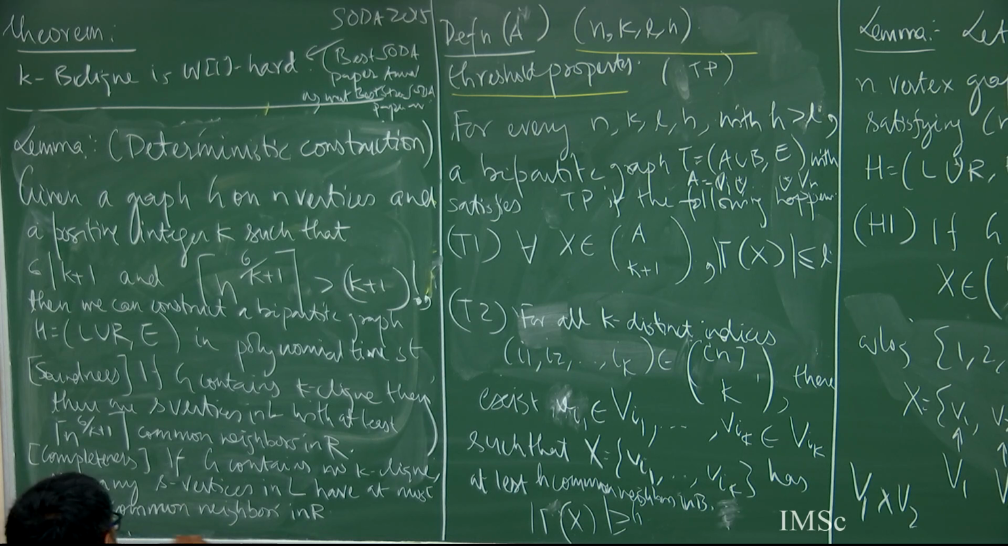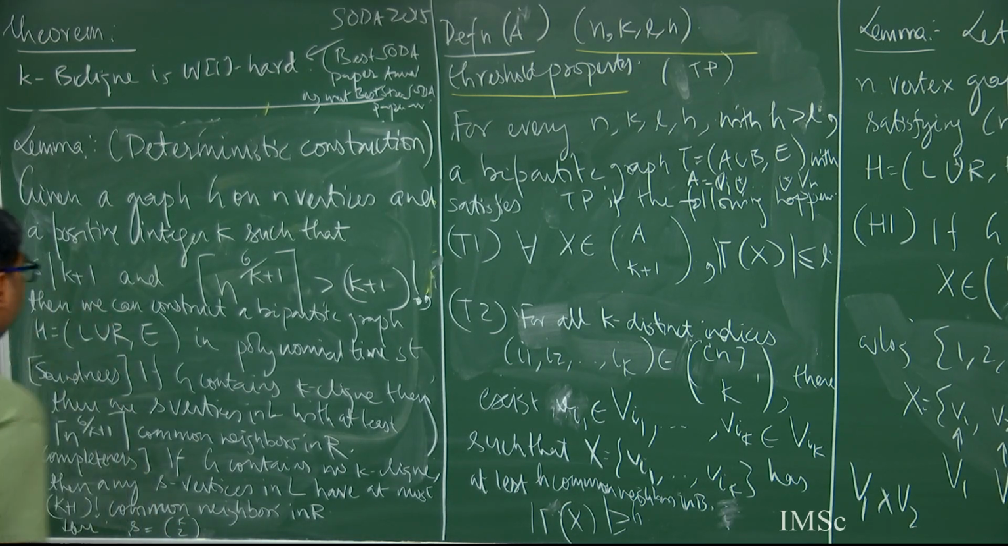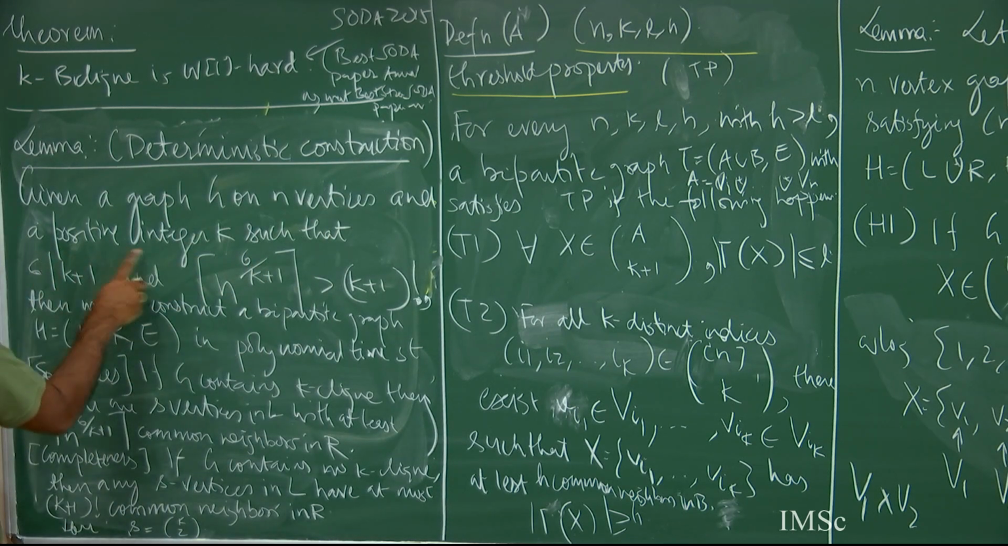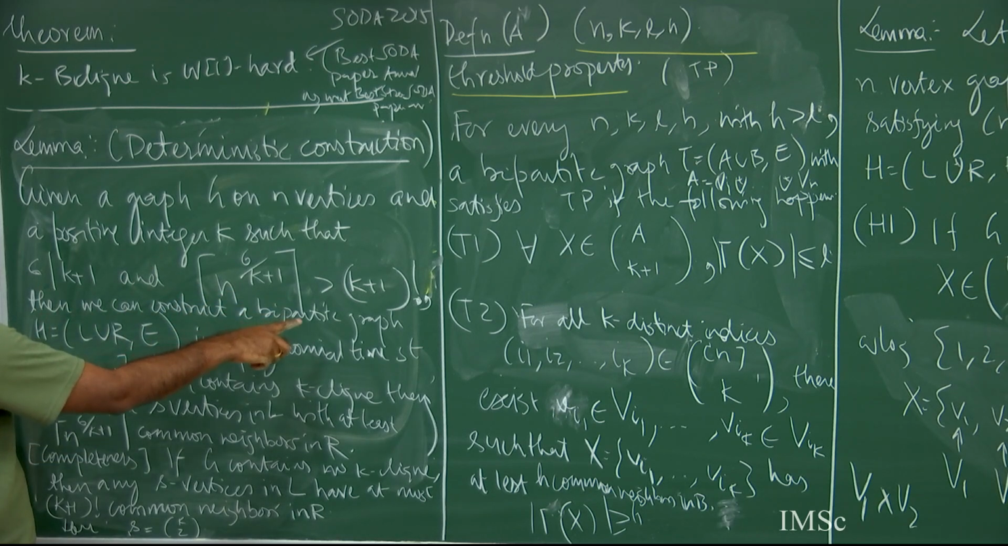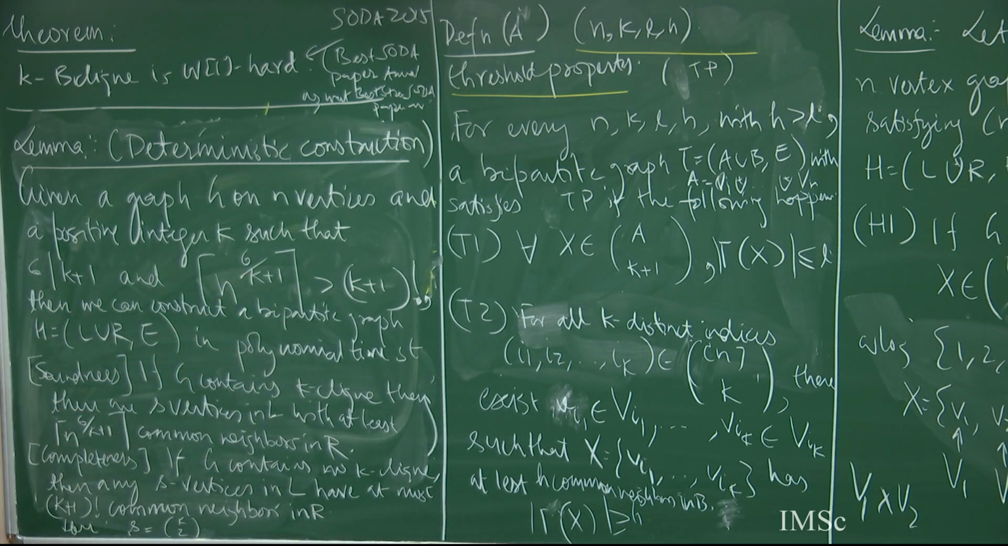And what is S here? Your guess? S is nothing but k choose 2. Okay? So this is what the deterministic construction means. If you give me a graph G on n vertices and a positive integer k which satisfy this property, then I will construct this bipartite graph.